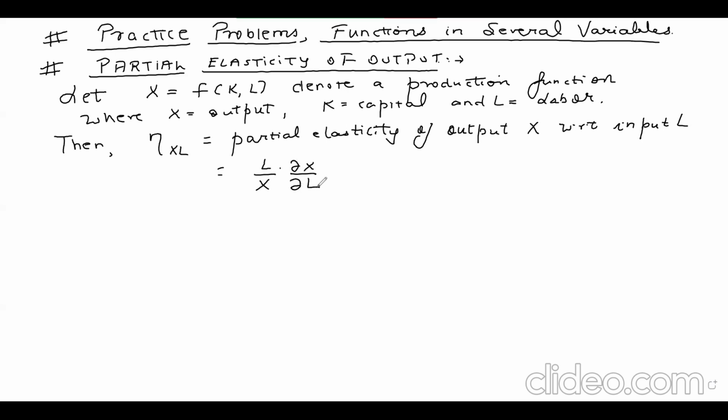Eta XL is going to capture the partial elasticity of output with respect to the input L. It's going to capture by what percentage the output will change when the labor input changes by a certain percentage. Or I can say it also captures the degree of responsiveness of the percentage change in output with respect to the percentage change in labor. I can also write it as del log X over del log L. This is the alternate formula to find the partial elasticity of output with respect to the input L.